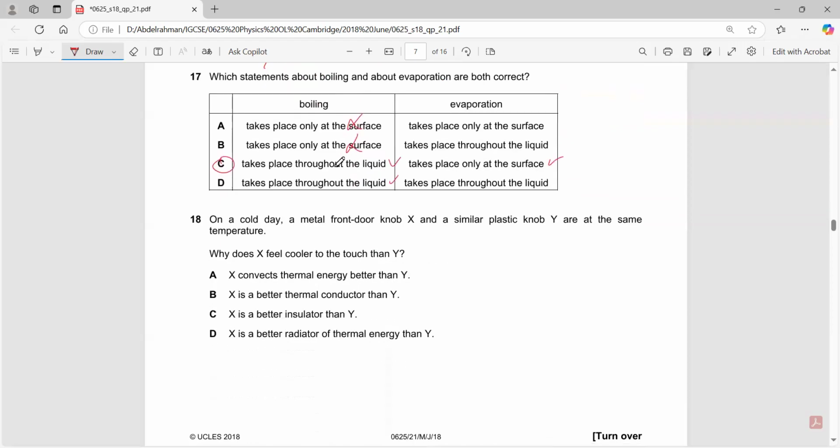Question 18. On a cold day, a metal front door knob X and a similar plastic knob Y are at the same temperature. Why does X feel cooler to touch than Y? X is a metal. Because X is a better conductor. Metals are better conductors than plastics.